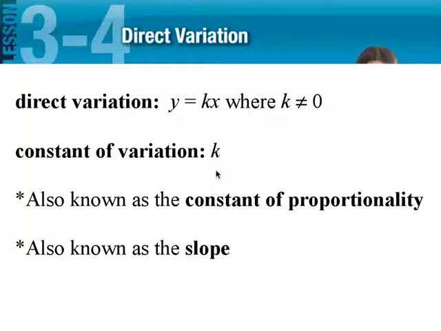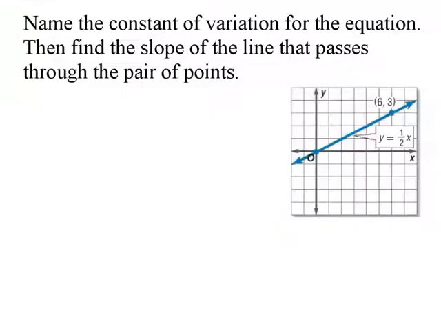It's also called the constant of proportionality because we're actually going to look today at how you can solve direct variation problems by using proportions. And then it's also known as the slope because we can graph these direct variation problems and we can get a line. Okay, so first of all, let's go ahead and look at this one.